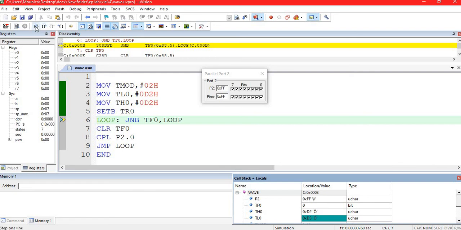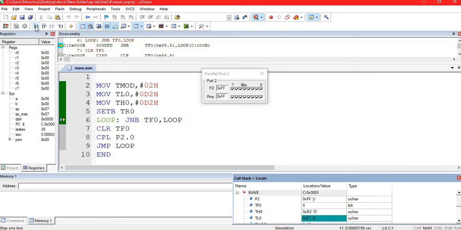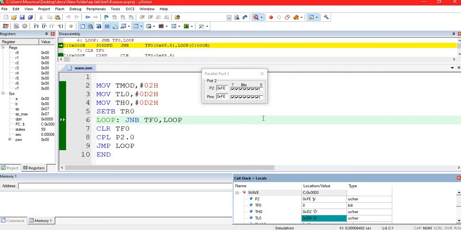Now just press the F11 key and continue debugging. As you continue debugging, at the end of the process, you can observe that the logic 1 has been changed to logic 0 in the pin P2.0. Now again we will debug the code and again see how the value is changing in the pin P2.0. Again, as you see, the value has been changed from 0 to 1. This is how you can generate the square wave.